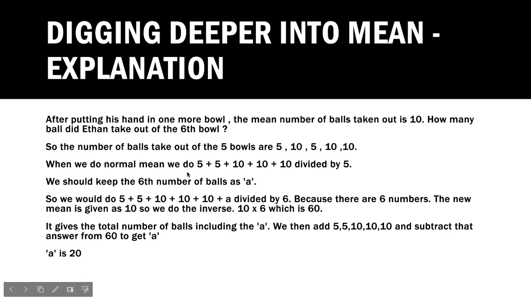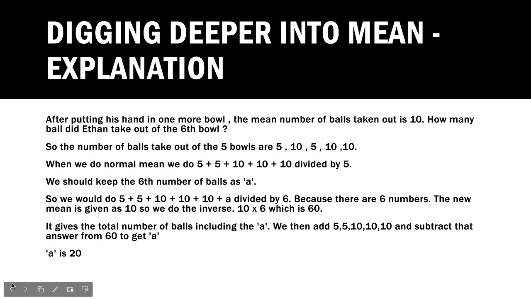So we do normal mean and then we divide it by 5. We keep the 6th number of balls as A. Because we don't know it, this is like simple algebra, so we write 5, 5, 10, 10, 10 plus A. Because we don't know what it is, we keep it as A. Then we divide it by 6 because there are 6 numbers, since we know there are 6 balls. In the 6th ball he took out some number of balls, and you keep it like that. You can keep any letter, it doesn't have to be A.